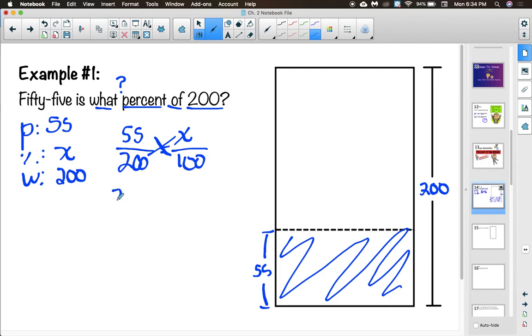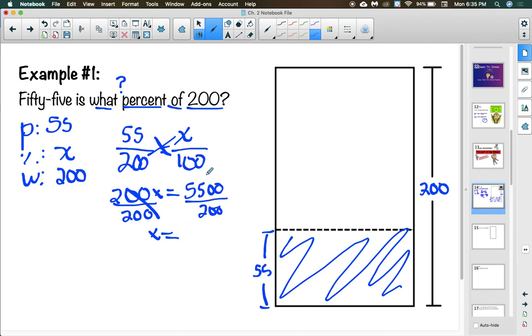200 times x is 200x. Don't forget your equal sign. 55 times 100 is 5,500. And we are going to divide both sides by 200 to solve for x.